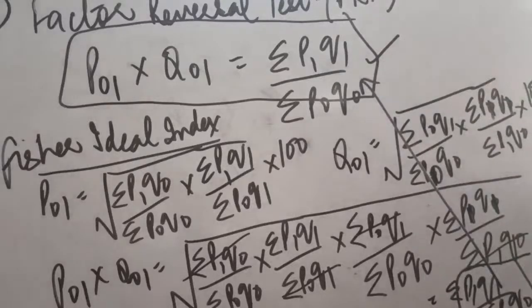So we can say that Fisher's ideal index satisfies the factor reversal test, and it is the only index that satisfies the factor reversal test. There is no other formula that satisfies it. So we can say that Fisher's formula satisfies both the time reversal test as well as the factor reversal test. So let us see one example of the factor reversal test.